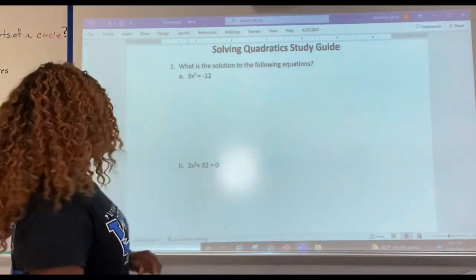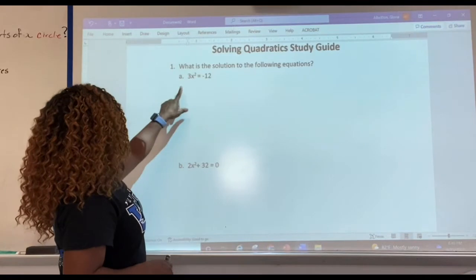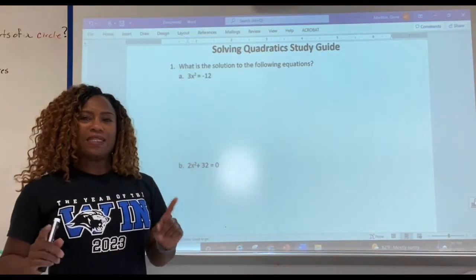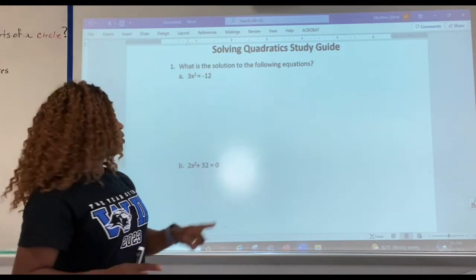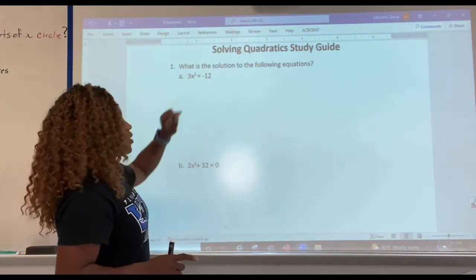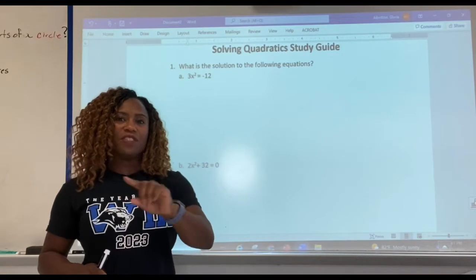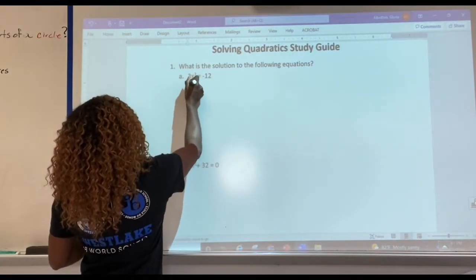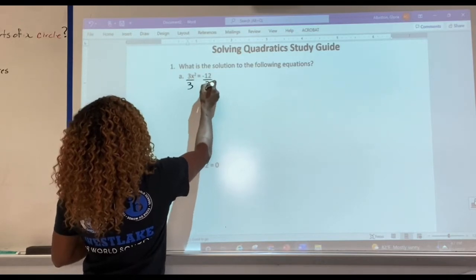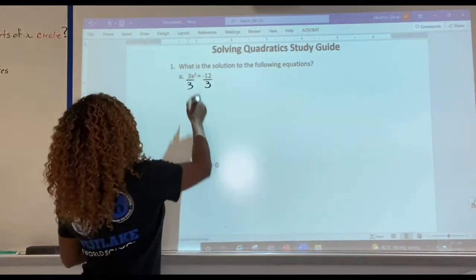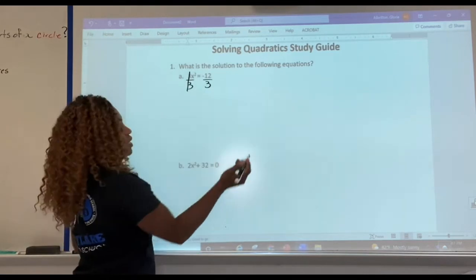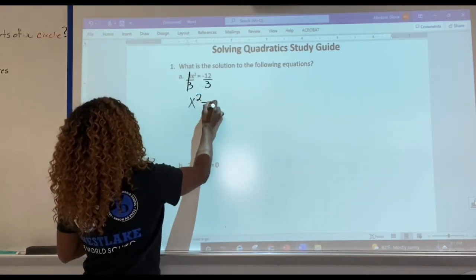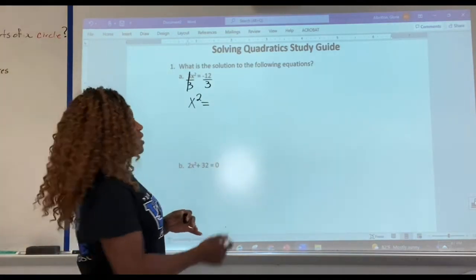So let's take a look at number 1A. So what I'm going to do for 3x squared equals negative 12, the first thing I'm going to do is go ahead and eliminate the coefficient of the x squared term, which is a 3. And in order to do that, I can divide by that coefficient on both sides of the equation. So I'm going to divide this side by 3 and this side by 3. So what happens here is, of course, 3 divided by 3 is just 1, and that leaves x squared. On the other side, negative 12 divided by 3 gives me a negative 4.